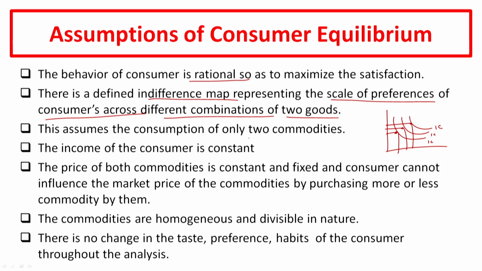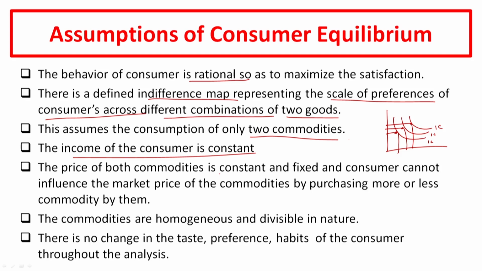This assumes the consumption of only two commodities. You are consuming only two commodities. The income of the consumer is constant. It is same as it was in price line. Same, because price line is needed for locating the consumer equilibrium.